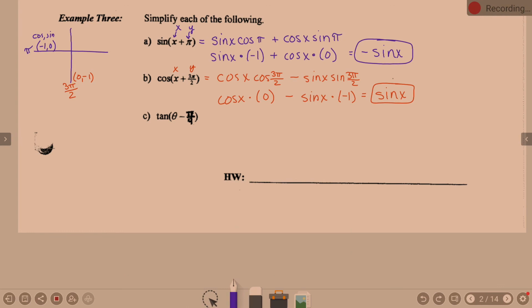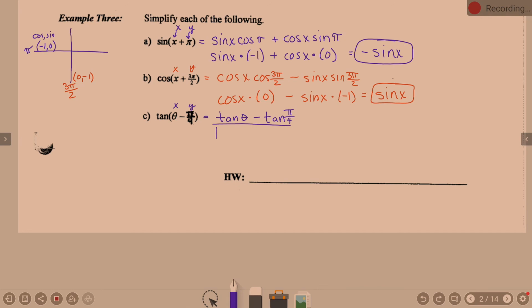Okay, one more. This is tangent of theta minus, that is pi over 4, isn't it? Yes. So fill in what we can here. Tangent of theta. On top of the tangent one, it's tangent x plus or minus tangent y. So you're going to keep the same sign that's in the problem. So on top here, I'm going to say tangent of theta minus tangent of pi over 4.